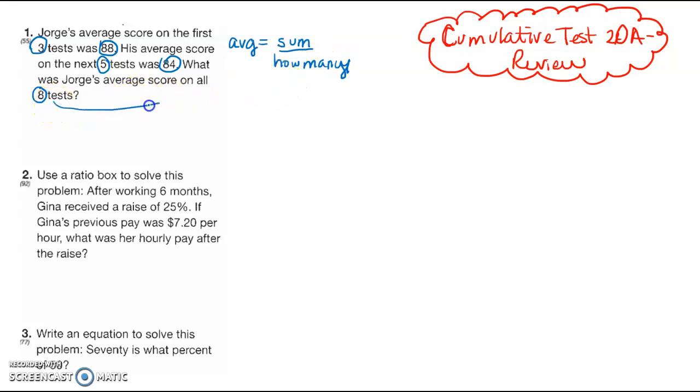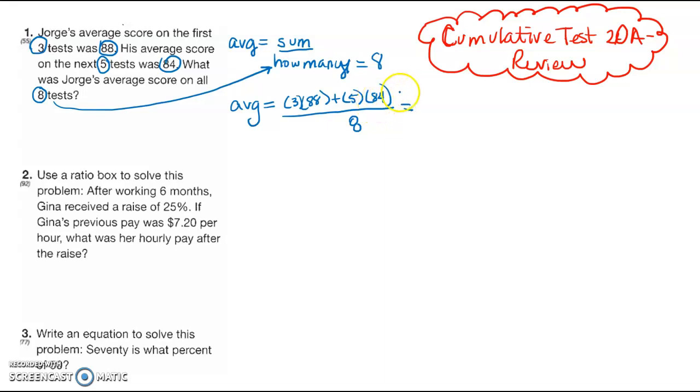So it's asking about the average on all 8 tests, so my how many is going to be 8, and it's asking for average, so that's what I'm looking for. To get the sum on all 8 tests, I'm going to do 3 times 88 plus 5 times 84, and then I'm going to divide by 8. So that is 3 times 88 plus 5 times 84 over 8.